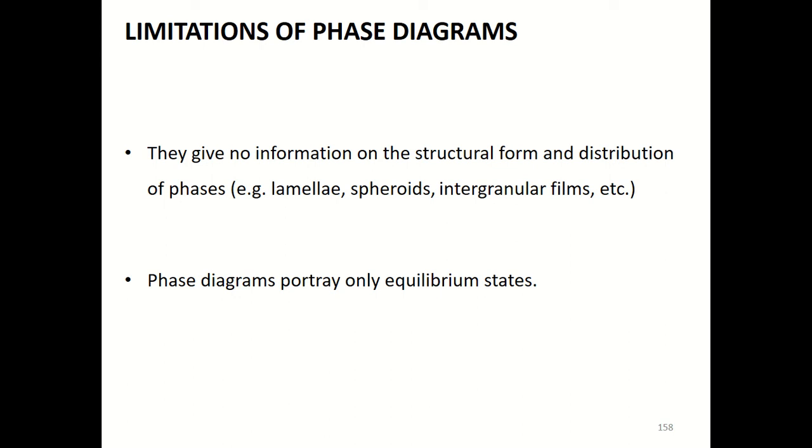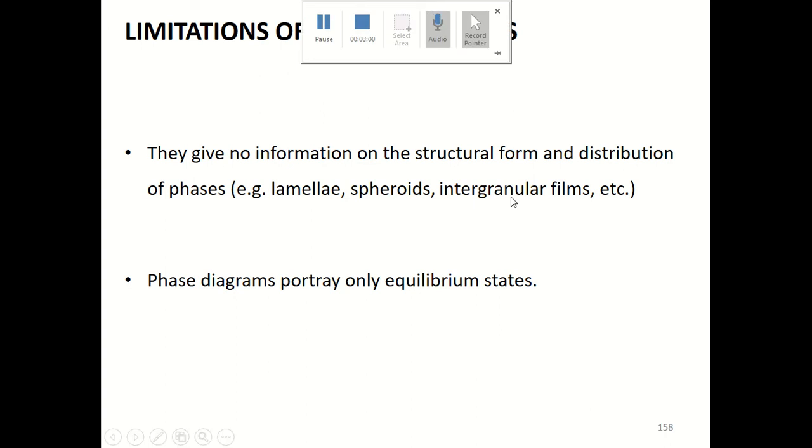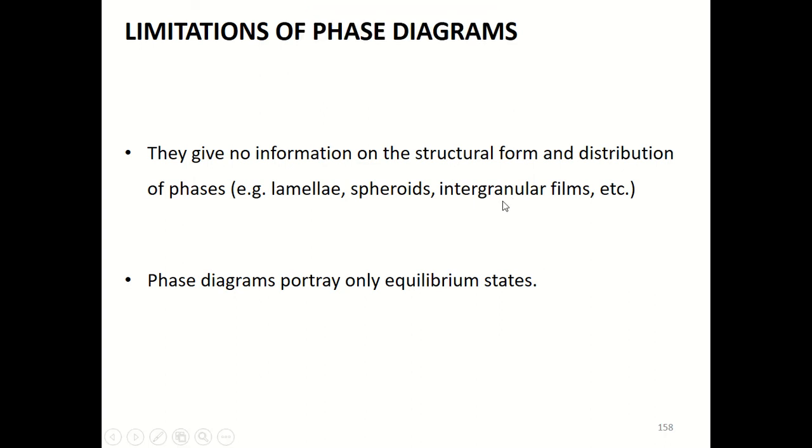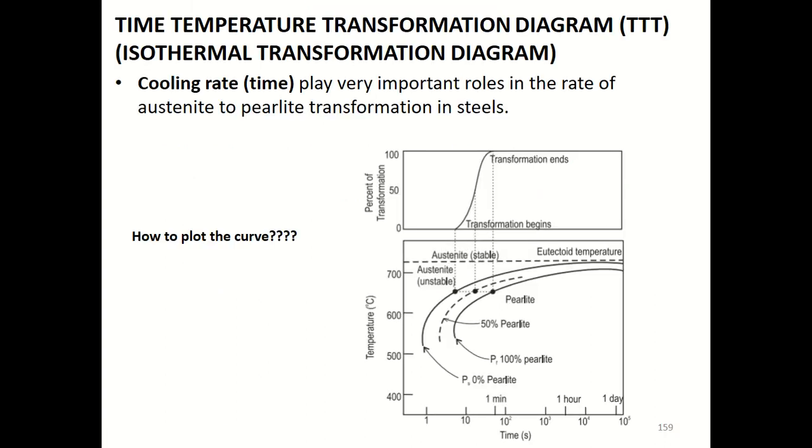So these are the two important limitations. One is that there is no information on the structural form and distribution of phases, and the other is that the phase diagrams portray only equilibrium states. Then I will take you to another important concept called the time temperature transformation diagram. With the help of this diagram, the above mentioned drawbacks can, to some extent, be overcome. Now what is this time temperature transformation diagram? It's also called the TTT diagram or isothermal transformation diagram.